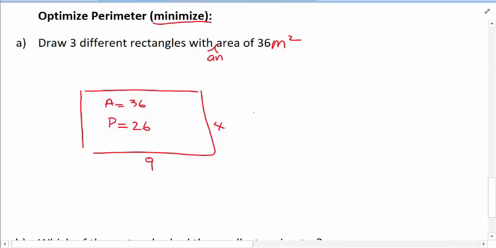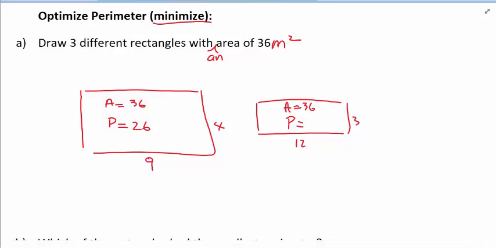What else will give you 36? 3 by 12. So the area is again 36. 12 times 3 is 36. The perimeter, however, is 15 times 2, which gives you 30.